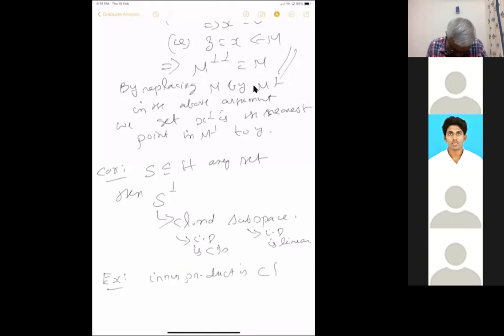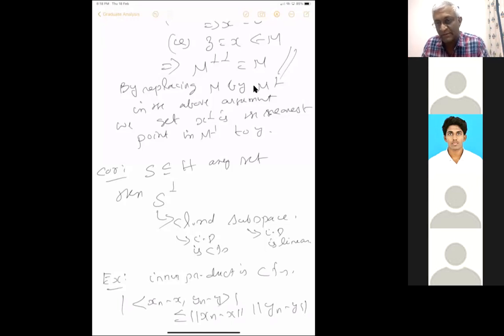Okay, let me just do it. Inner product is continuous: the difference is less than or equal to norm xn minus x times norm yn minus y. We have already proved the norm is continuous. So if xn converges to x and yn converges to y, then this will go to 0. So the inner product is continuous as a two-variable function. Because of this, if xn is a sequence orthogonal to some subspace, then the limit is also orthogonal. So S perp is a closed subspace.